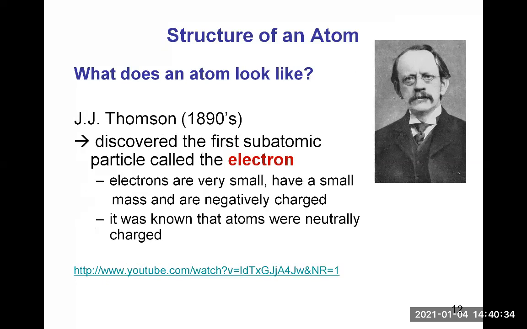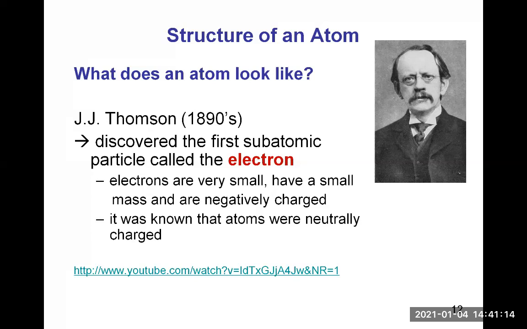J.J. Thomson in the 1890s wanted to find out more about what an atom looks like. And so by doing this, he discovered the first subatomic particle called the electron. So the theory was not correct anymore in saying that atoms were indivisible, because they found that smaller particles make up the atom. And these are electrons. Electrons are very small, they have a small mass and are negatively charged. And it was known at the time that atoms were neutrally charged.